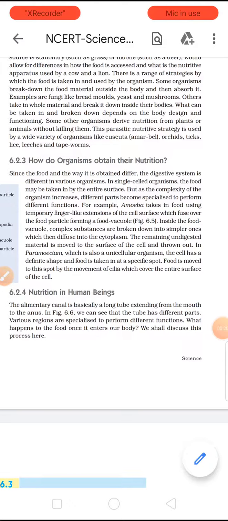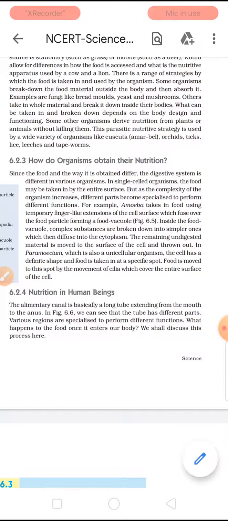Yes, students. So, yesterday we saw about the digestion in humans. Now, from the textbook, let us see what all points the NCERT have mentioned. Okay, so nutrition in human beings. The alimentary canal is basically a long tube extending from the mouth to the anus. Okay, it is a long tube from mouth to anus.